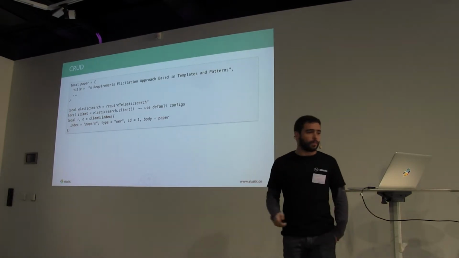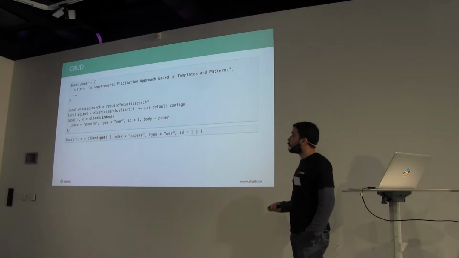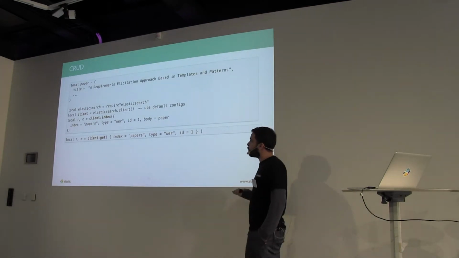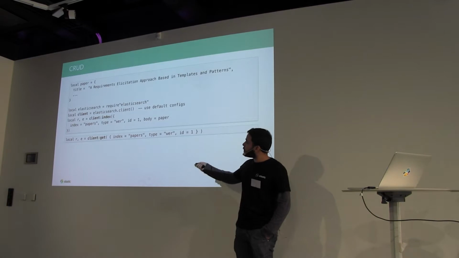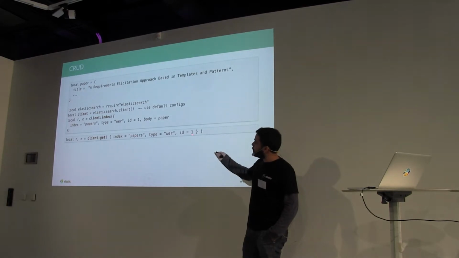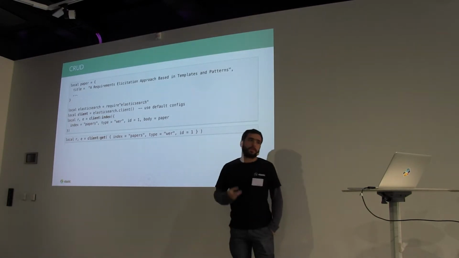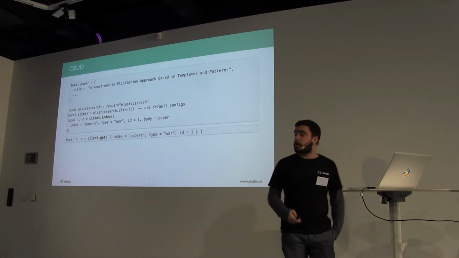All right? So now you can get the document, and it's just as straightforward as indexing. Client get, papers, ID 1, you get back the document. If there are any errors, you get back the errors and everything.